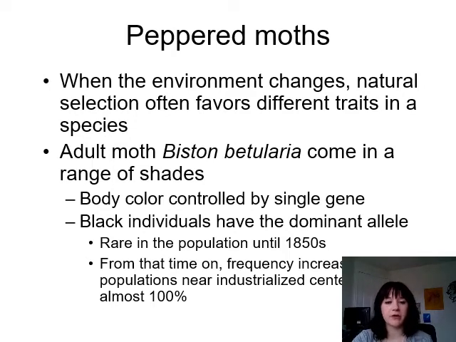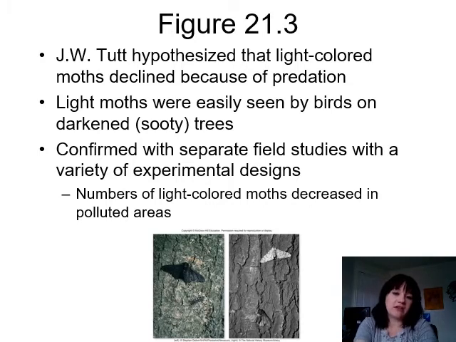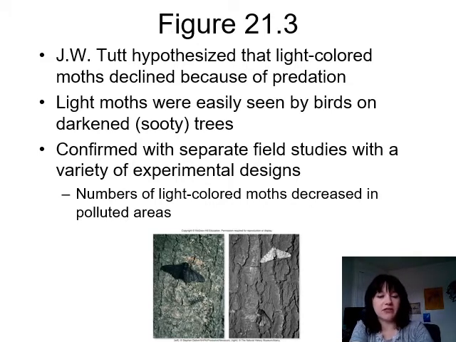But starting at about that time, the body colors became darker and darker. Right? And they noticed that this was happening near industrial areas. So the scientist J.W. Tutt proposed that maybe the light-colored moths, that trait was not advantageous, right? It was being selected against. And here we have a picture of a dark and a light moth, right?